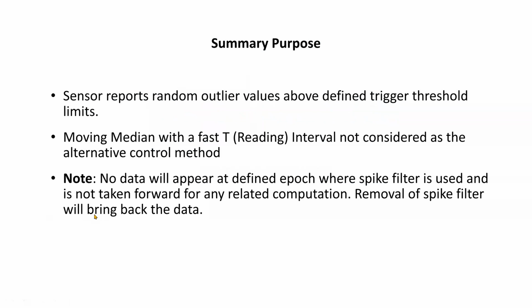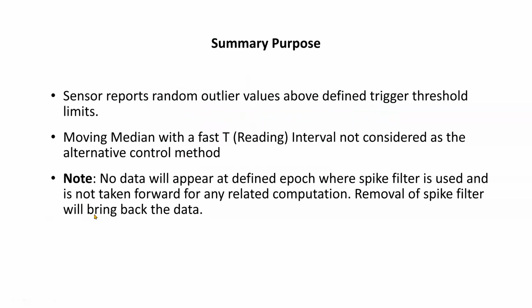There's an alternative method, I suppose, that could be utilized. If you had a fast reading interval, which we call T, then you could utilize a moving median. And as long as the outlier is not too repetitive within that moving time period, then obviously it won't be reported going forward.